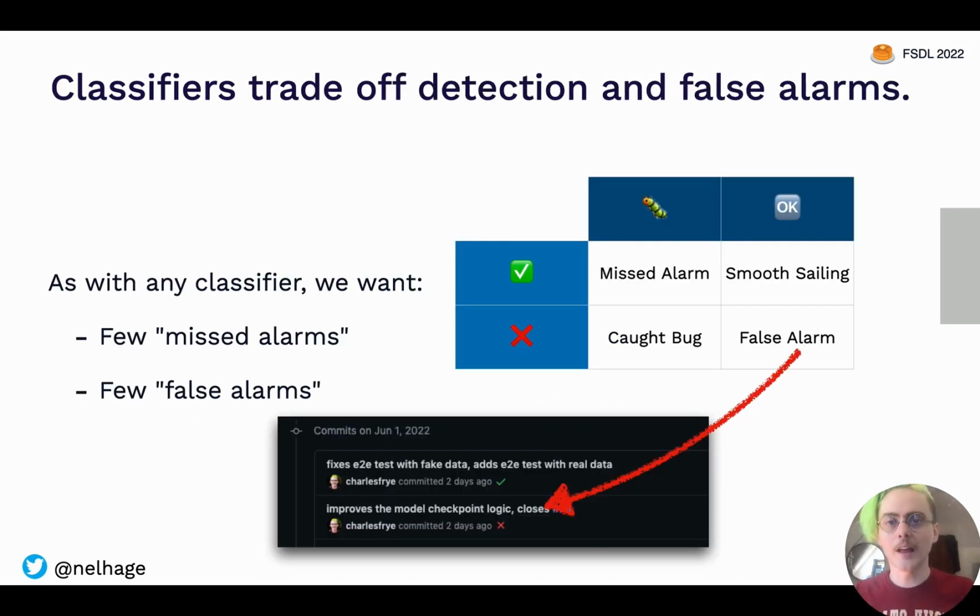When we design classifiers, we know that we need to trade off detection and false alarms. Lots of people are thinking about detection when they're designing their test suites. They're trying to make sure that they will catch all of the possible bugs. But in doing so, we can inadvertently introduce false alarms. The classic signature of a false alarm is a failed test that's followed by a commit that fixes the test rather than the code. That's an example from the Full Stack Deep Learning code base.